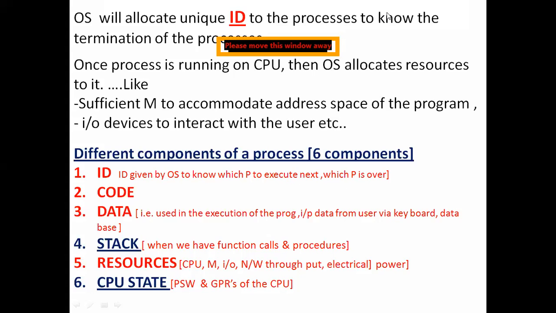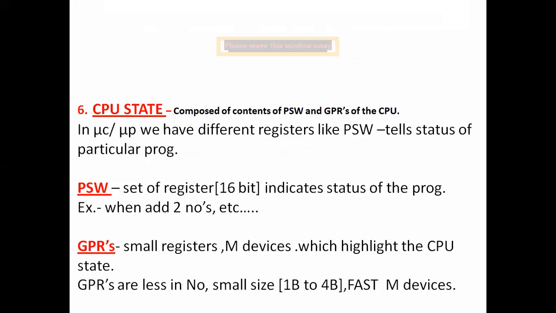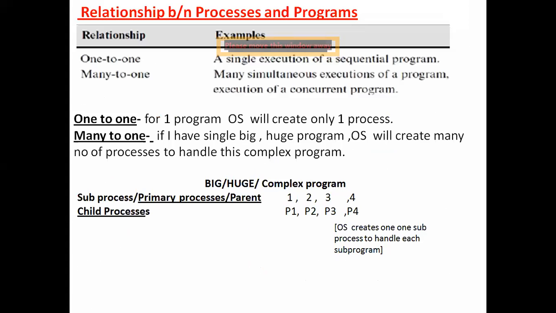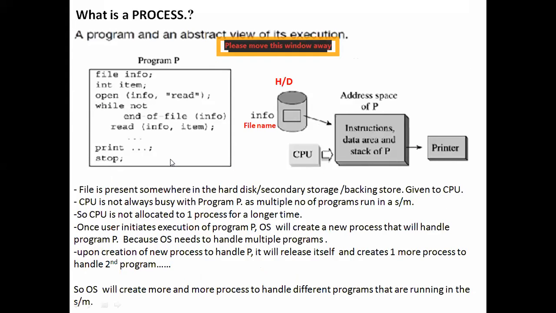In the next class, let me discuss all these different components of a process, where basically we have 6 components for any process: identification number, code of the process, data or information of the process, stack, resources, and CPU state. In the next class, we will also have examples of a stack along with information regarding each component of the process. So for now, let me end this class.